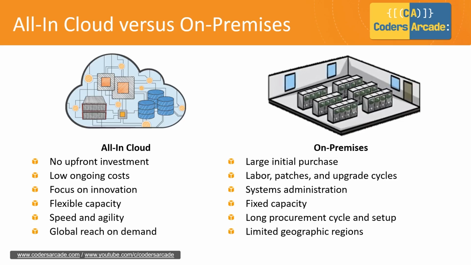AWS, for example, continually lowers prices due to massive economies of scale and continual improvements. Multiple pricing options also help you optimize costs based on your unique workloads. If you use more, you pay more. If you use less, you pay less. You pay only for what you use on a variable monthly basis.